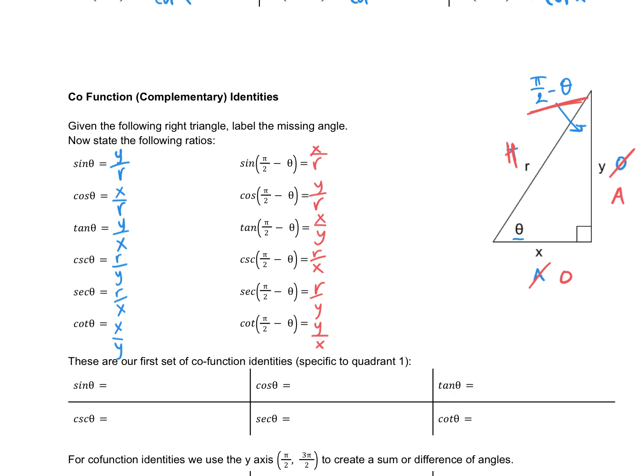Now, something that we might notice. This sine ratio is the same as the cos ratio. They're both y over r.